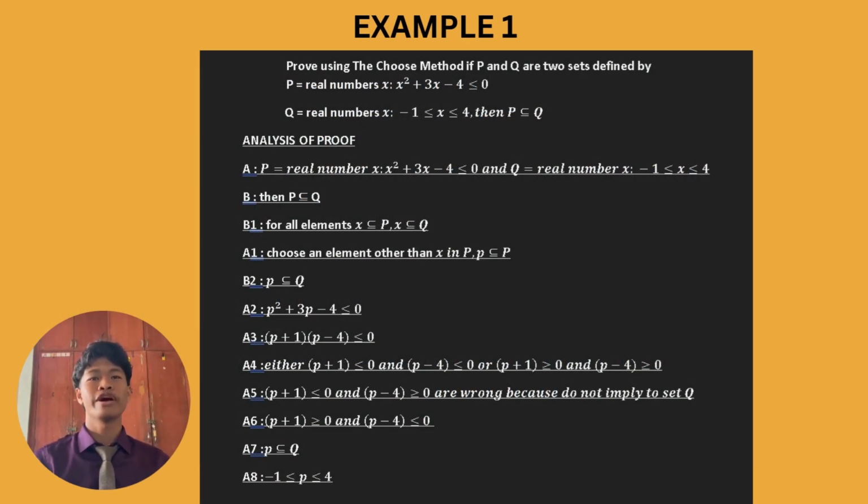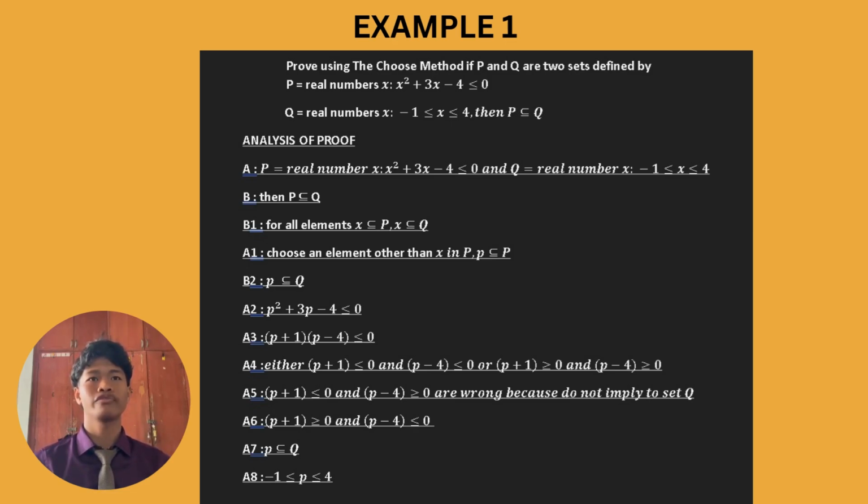First example, we have two sets P and Q and their elements. First, we write the hypothesis and conclusion as A and B. Then for B1, we define B as for all elements p subset to P, p subset to Q. And for A1, we choose an element other than x in P, so we use p subset to P. Then B2 will be p subset to Q. For A2, we change our x to p. Then for A3, we factorize it.